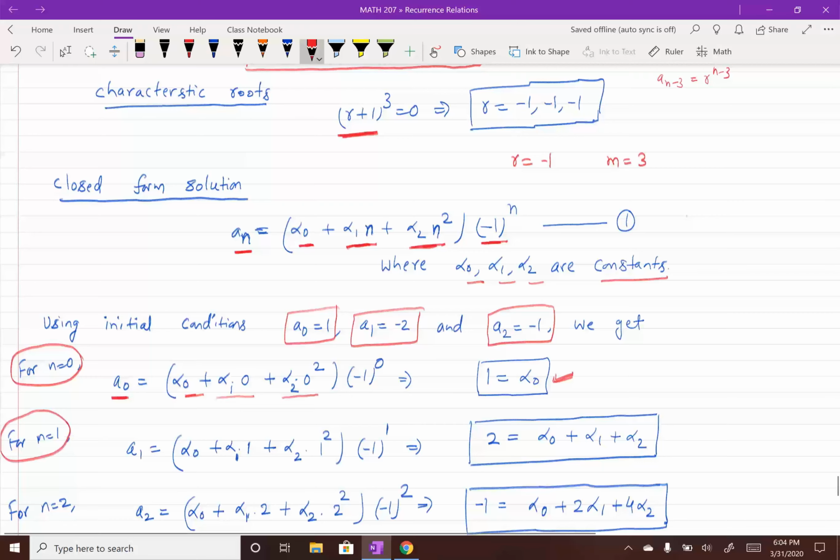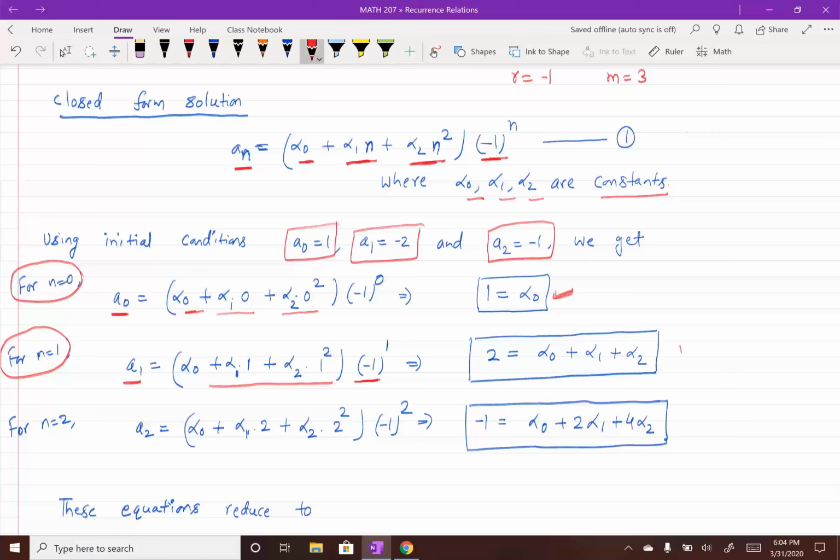Now for n equal to 1, this side is going to be your a1, and this side will be alpha 0 plus alpha 1 times 1 plus alpha 2 times 1 square, multiplied with -1 to the power 1, which if you simplify you will get -2 equal to alpha 0 plus alpha 1 plus alpha 2.